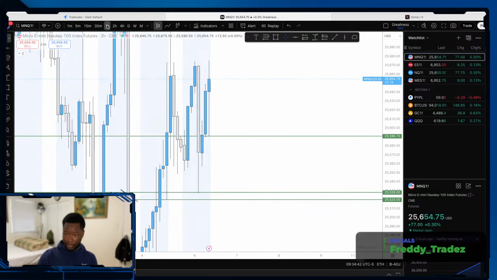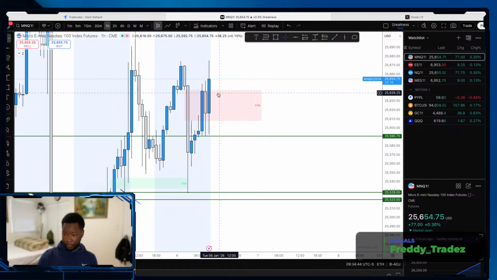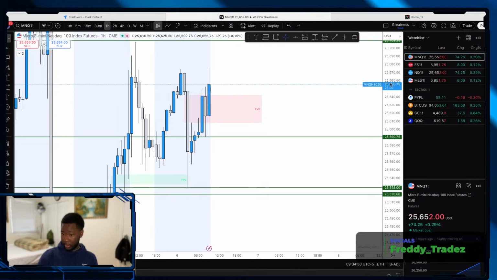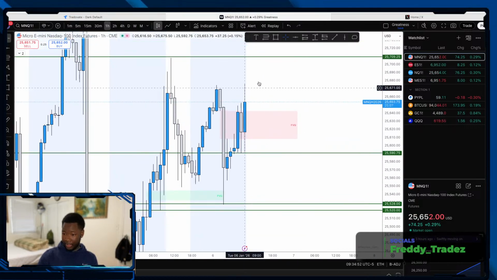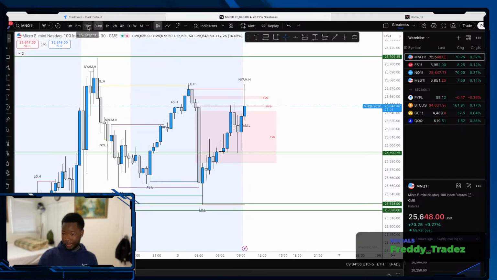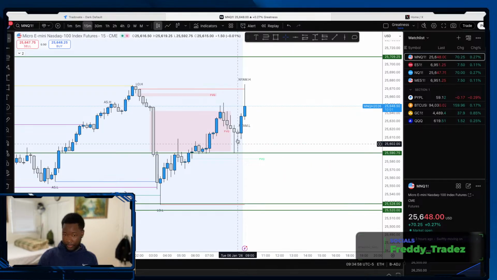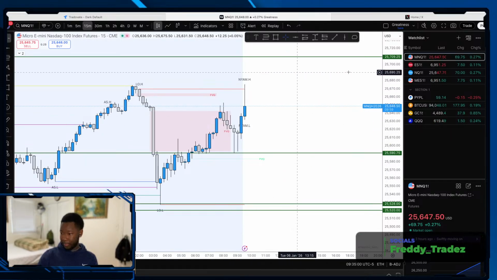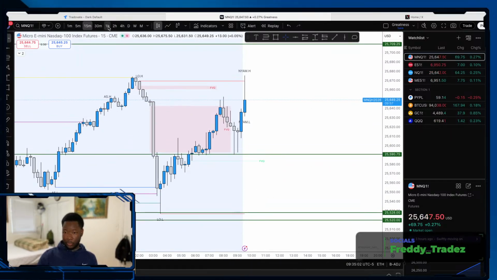But for now, I'm just gonna be watching to see if this hourly can inverse this bearish gap. After we get that, then we can look for a continuation higher, which would be either this 15-minute gap or if we create another gap. And that's what I would like to see.